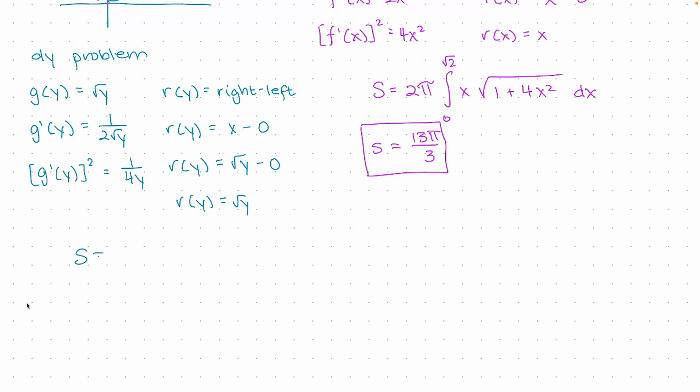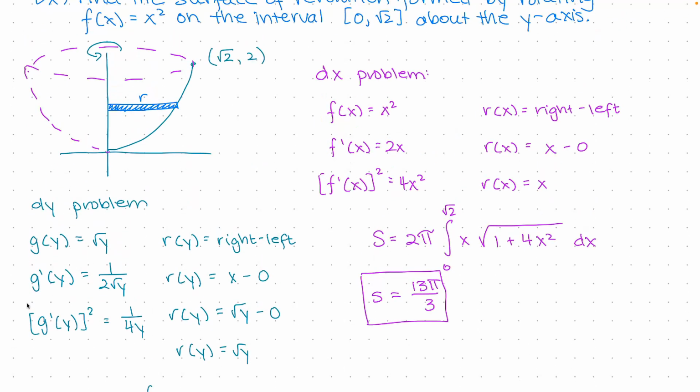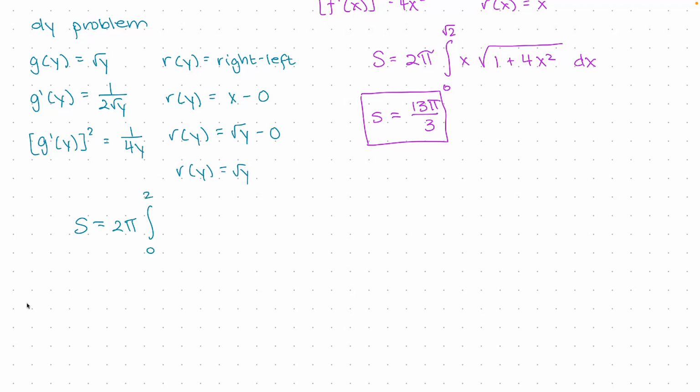So surface area is 2 pi. What are my limits of integration now? Yeah, 0 to 2. This time I'm looking on the y-axis. So 0 to 2. R of y times the square root of 1 plus g prime of y squared dy. And this one would be pretty easy to do by hand also. Anybody know what we would do here to do it by hand? Do you see it?